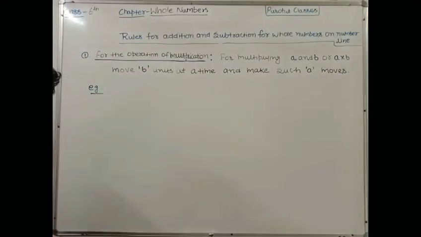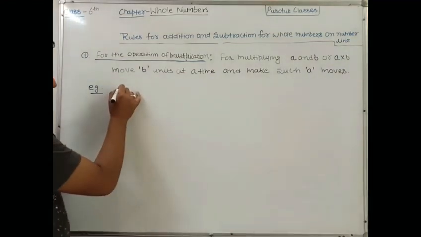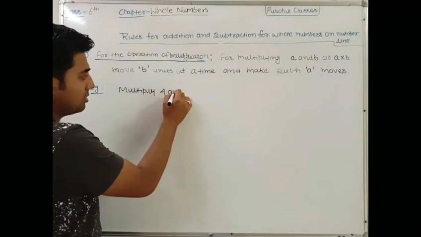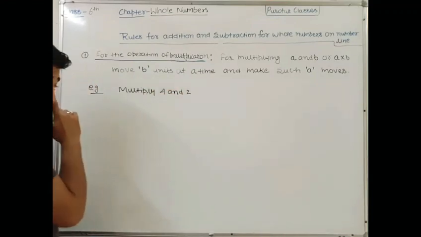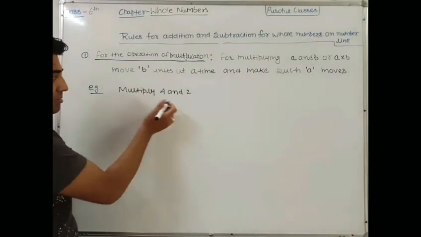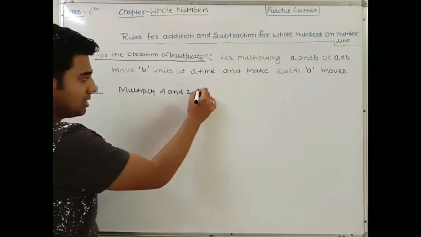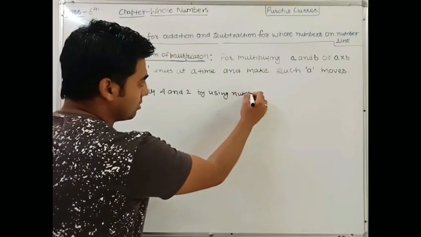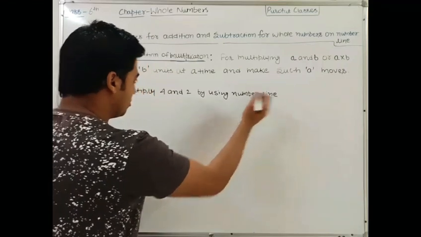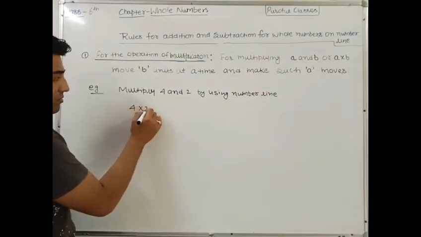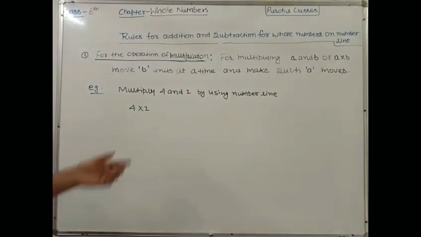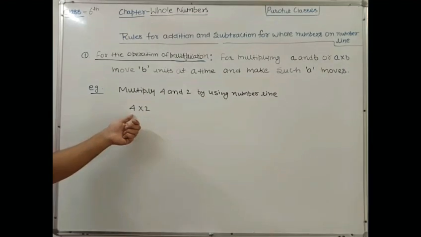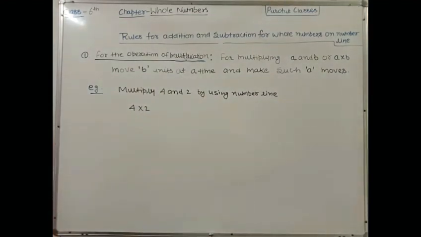Suppose it is given: multiply 4 and 2. What is given? Let us convert this into a mathematical statement. Then this will be, let me write here, by using a number line. So first I will convert this into the form of this. So this will be 4 multiplied by 2. Now if we look here, it says a into b. It means in the place of a, here is 4, and in the place of b, here is 2.